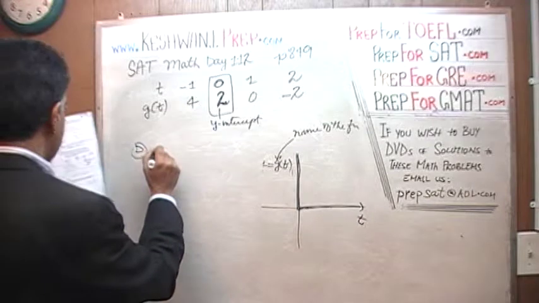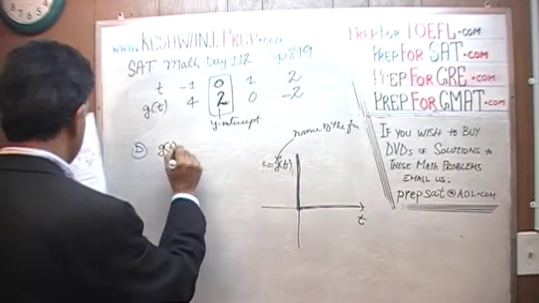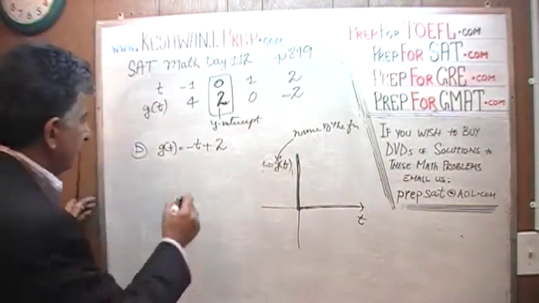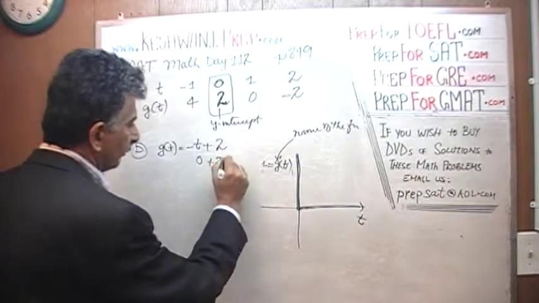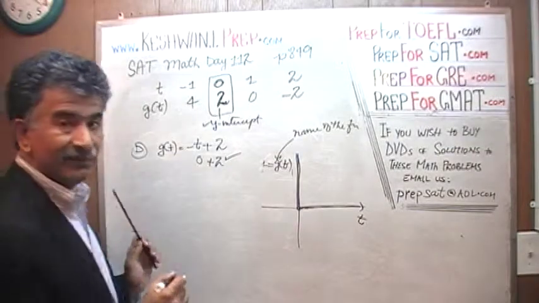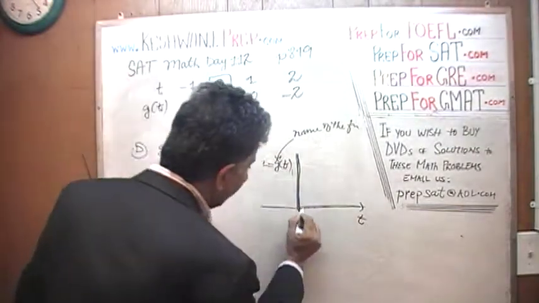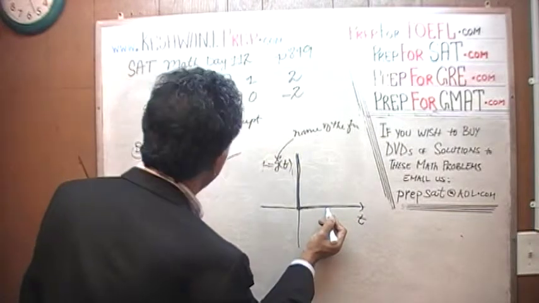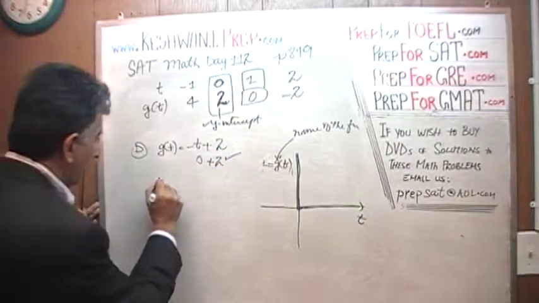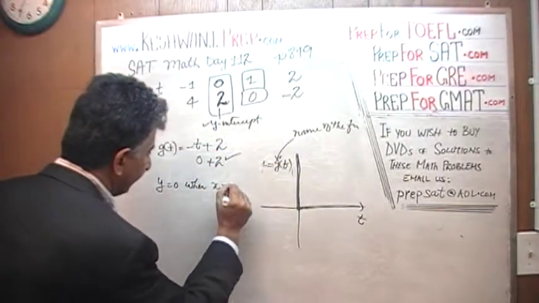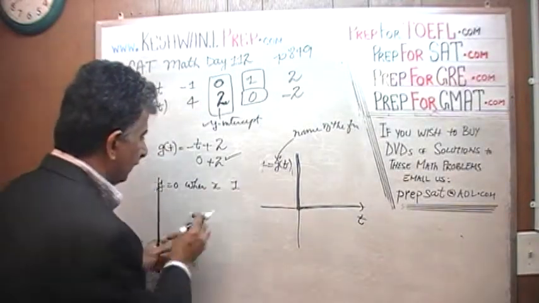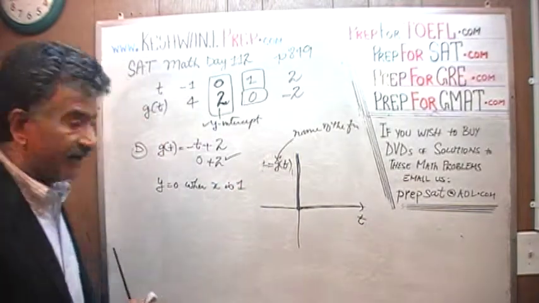D says g of t equals negative t plus 2. Well, let's take a look at it, shall we? When t is 0, 0 plus 2 is 2. So it does satisfy the y-intercept. Now let's see if it satisfies the x-intercept. The x-intercept is where the function cuts the x-axis, which is where y is equal to 0, which is this guy right here. Y is equal to 0 when x is 1. Let's find out if it satisfies that condition.